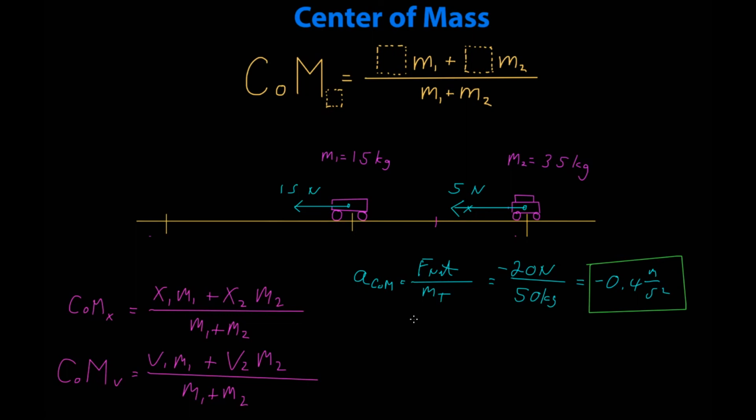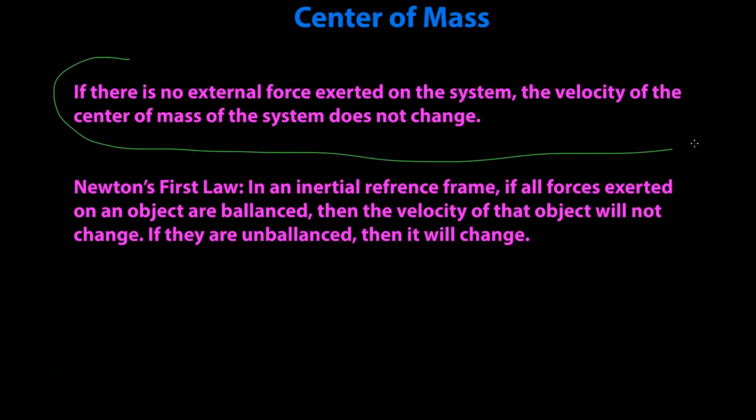That statement is what you definitely need to know for the AP1 exam, and you will be assessed on it. So to put it in word form, this statement is vital. If there is no external forces exerted on the system, the velocity of the center of mass of the system does not change. This is literally a restatement of Newton's first law. But if you have multiple objects, it's not the individual object you're talking about, but the center of mass of the entire system. Where this most commonly comes up is in momentum 1D collisions.